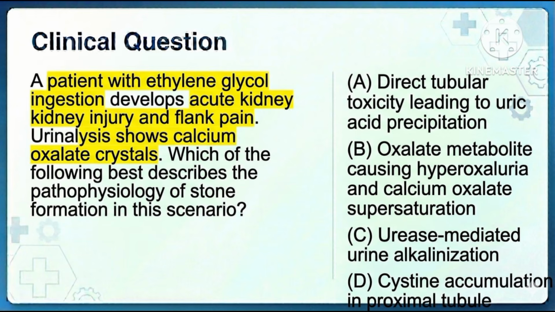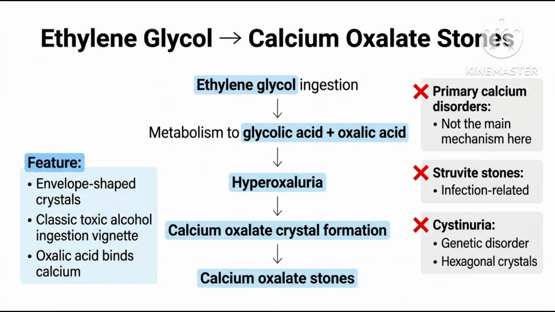Read this question stem. A patient with ethylene glycol ingestion develops AKI and flank pain. Urine analysis shows calcium oxalate crystals. What is the mechanism behind it? Metabolism of ethylene glycol yields oxalic acid, leading to an increased level of oxalates in blood and urine, thus increasing the risk of calcium oxalate stones in a patient who has ingested ethylene glycol.